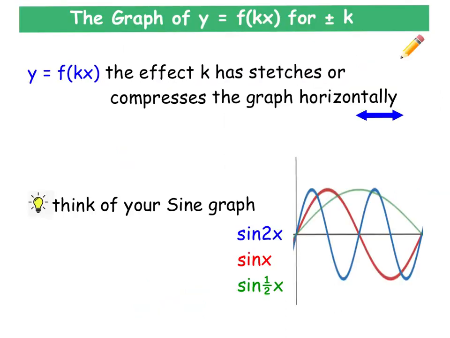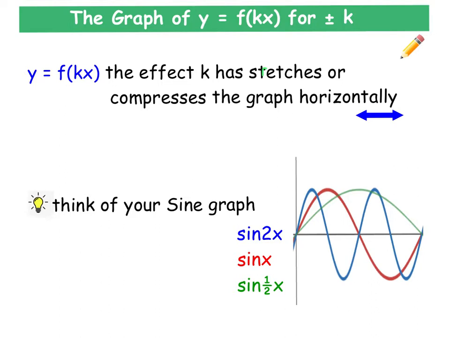The next one we look at are the ones where the k is inside the bracket in front of the x. So the effect it has in this one, and hopefully you don't get asked this one because it's not there often. Now there's a wee mistake in my spelling there. That should have an R in the word there for stretches. So the effect k has stretches or compresses the graph horizontally. So that means left to right.